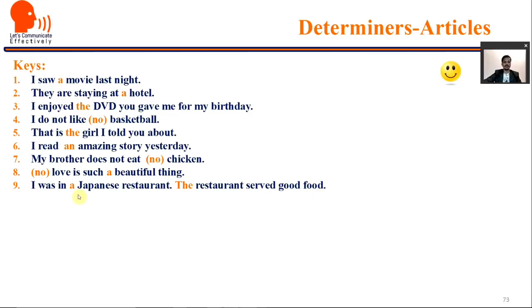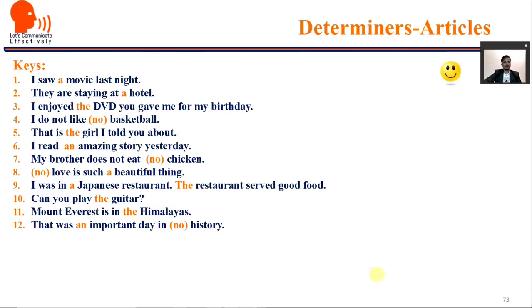So you are referring to a restaurant; the type is Japanese restaurant. And in the second sentence you are referring to the same restaurant. That's why you are using the restaurant. Can you play the guitar? So the instruments always take the before them. Mount Everest is in the Himalayas. That was an important day in history, not in the history.